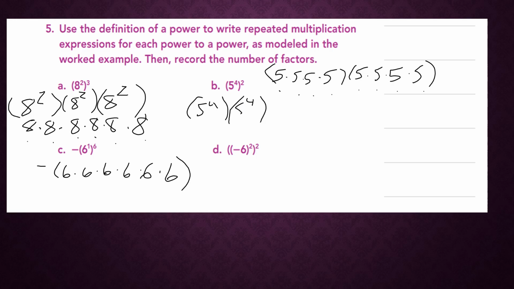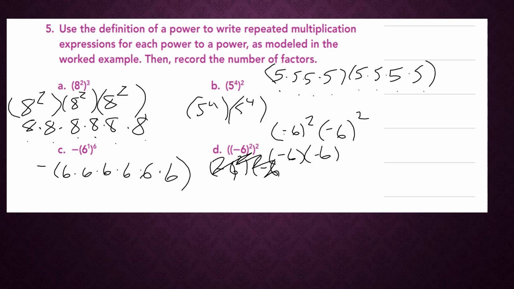So we want negative 6 squared to the second power. So negative 6 squared times, let me put that parenthesis there. I'm just going to rewrite it, sorry. So negative 6 squared, because we did learn how important those parentheses are when we have those negatives. So we want 6 squared times 6 squared. So that becomes negative 6 times negative 6 times negative 6 times negative 6. And there are 1, 2, 3, 4 factors.